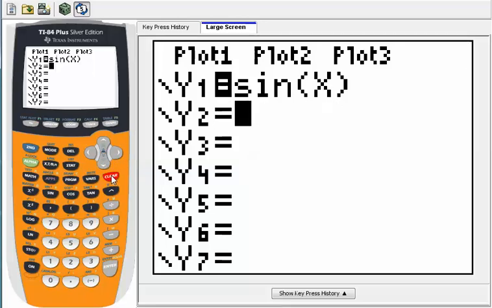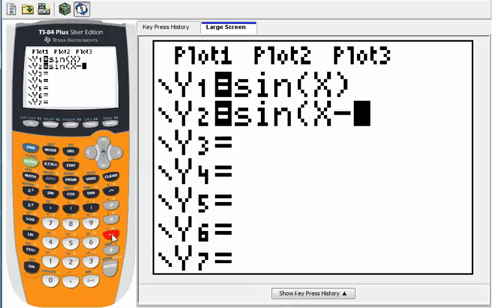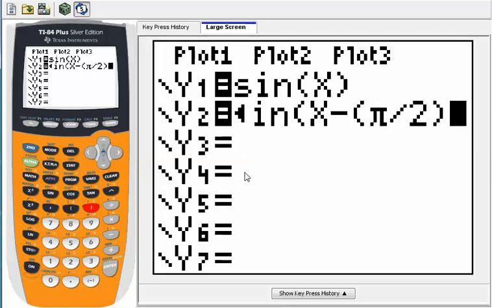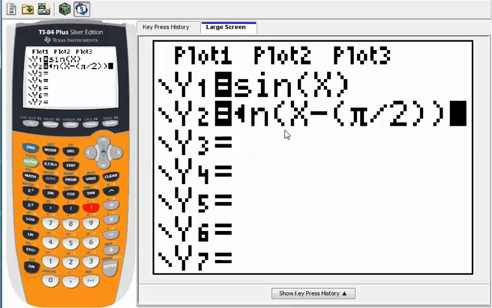Go down here. I'm just going to clear it all out. Sine x minus, and now we're going to put in a fraction, pi over 2. On the TI-83 Plus calculator, you're going to have to put in parentheses, pi divided by 2, end parentheses, and then close off your first set of parentheses so that you don't have not enough lefts or rights.